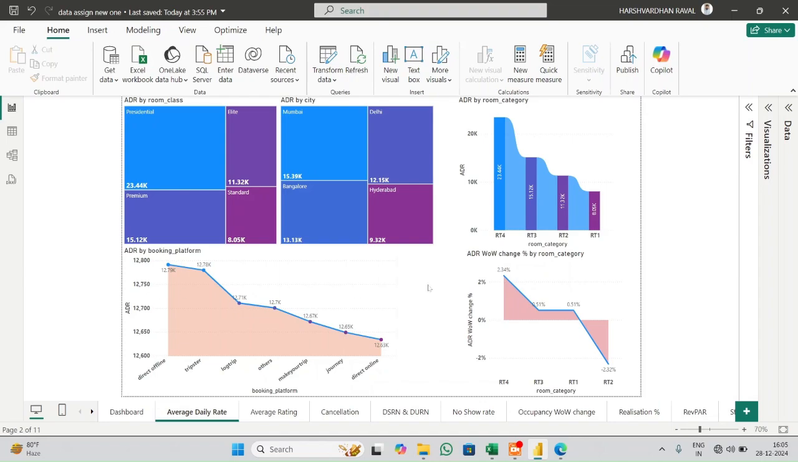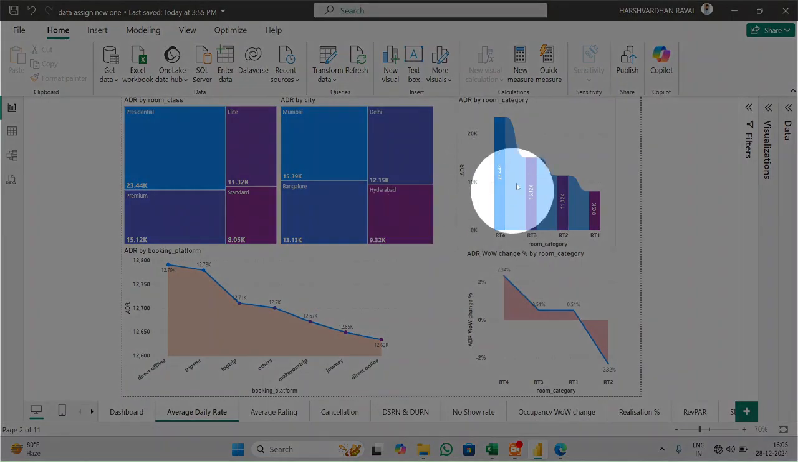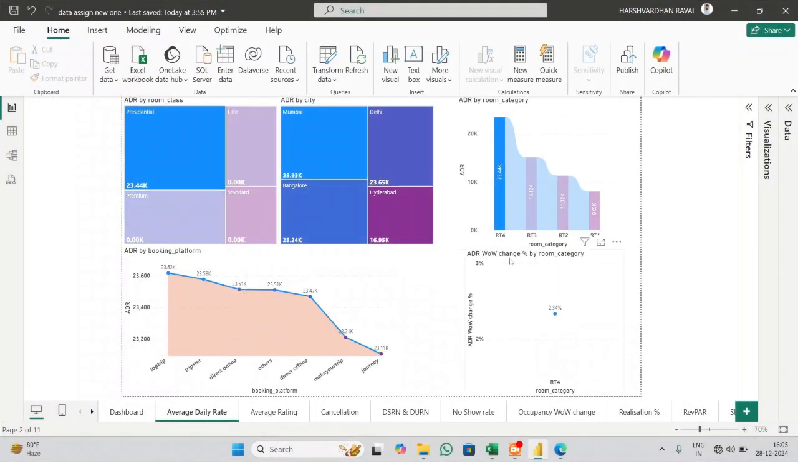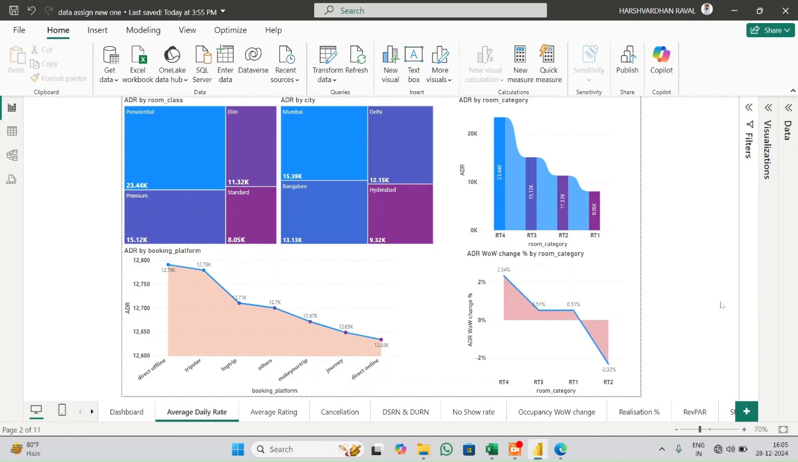Room type number 4 has 23.44 ADR. It is very high, so we should focus on that. As we can clearly see, room type number 4 is equal to presidential room. So this is the correlation. Now ADR week on week changes. We can see that here room RT4 has a positive change of 2.34%. What we can say in this? So it is growing by 2.34% week on week.